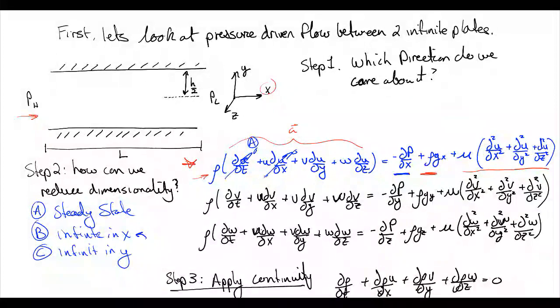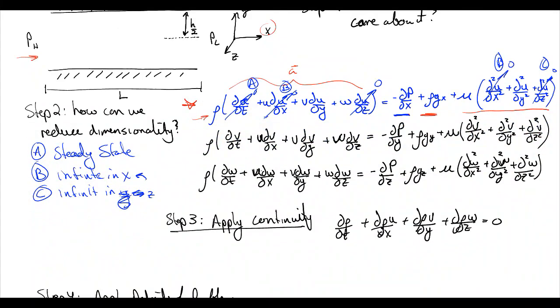Great. We can do the same thing here. This is equal to zero due to B. This is equal to zero due to C. Wonderful. We're still not out of the woods yet. This is still a somewhat difficult equation to solve. We have a density, a velocity in the V direction, a U and a Y, a du dy, and a pressure gradient, a body force, and a d squared u dy squared. But we can simplify this even further.